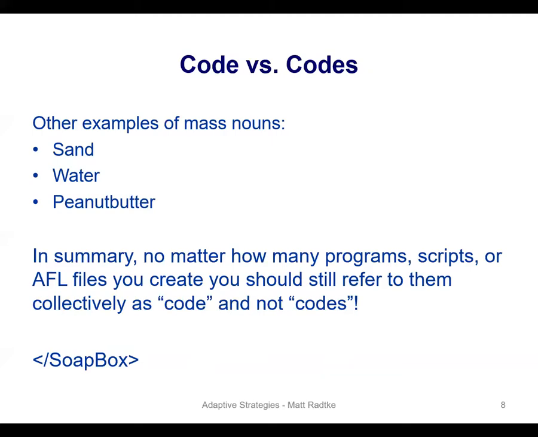So the lesson is, no matter how many different programs you write, or scripts, or AFL files, or anything else, that collection of things is still code, singular, and not codes. And I say that only because I'm seeing more and more people use the term codes, and all the computer science majors and other programmers I know cringe every time they hear that.